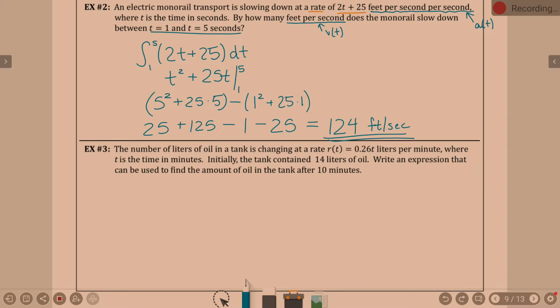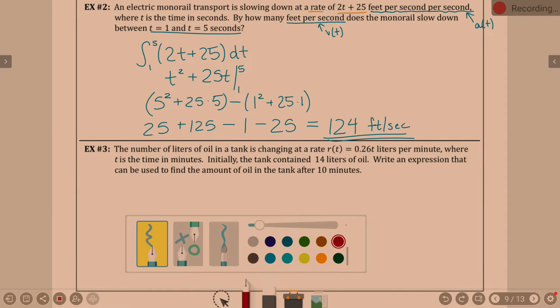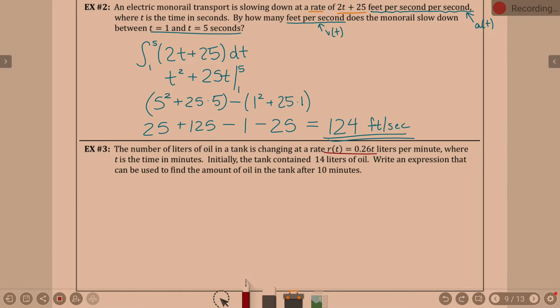3. The number of liters of oil in a tank is changing at a rate R of T of 0.26 T liters per minute, where T is time in minutes. Initially, the tank contained 14 liters of oil. Write an expression that can be used to find the amount of oil in the tank after 10 minutes.